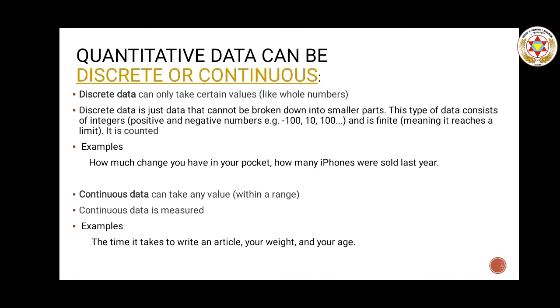But continuous data can take any value, that means a range, and continuous data is measured. For example, the time it takes to write an article, or your weight, your age, something like that. That means your weight can be 32.6 or 35.1. It cannot always be a whole number. So this kind of data we call continuous data.